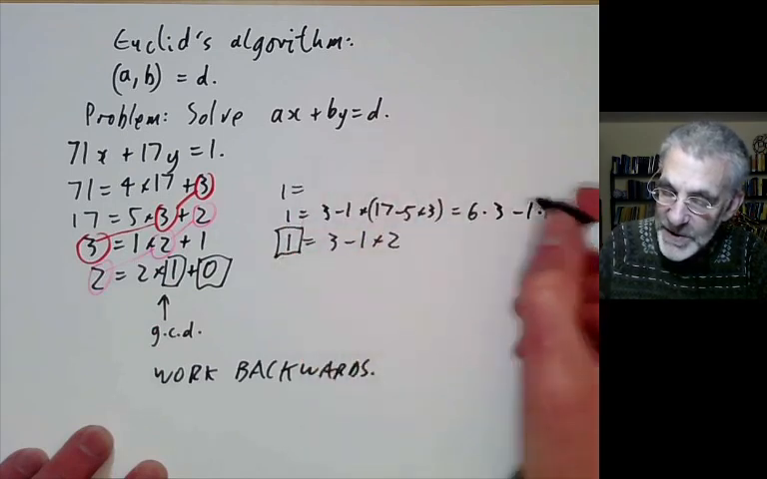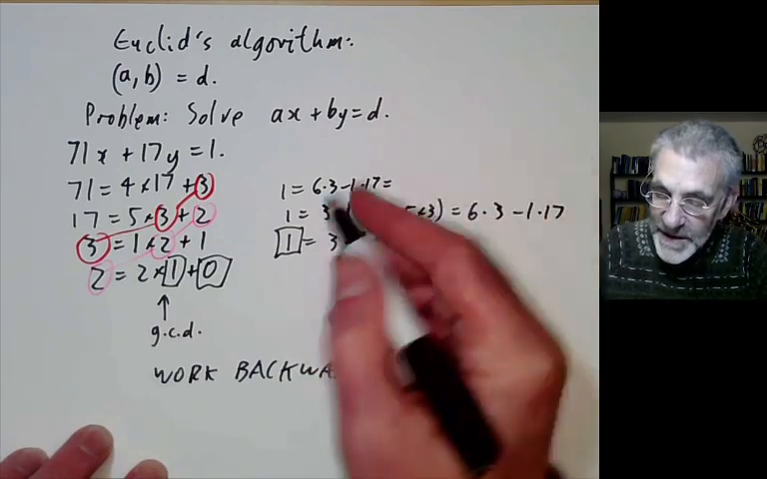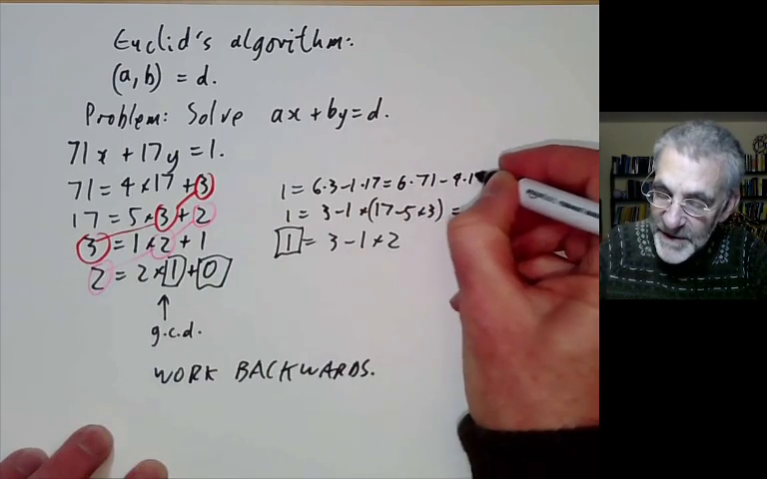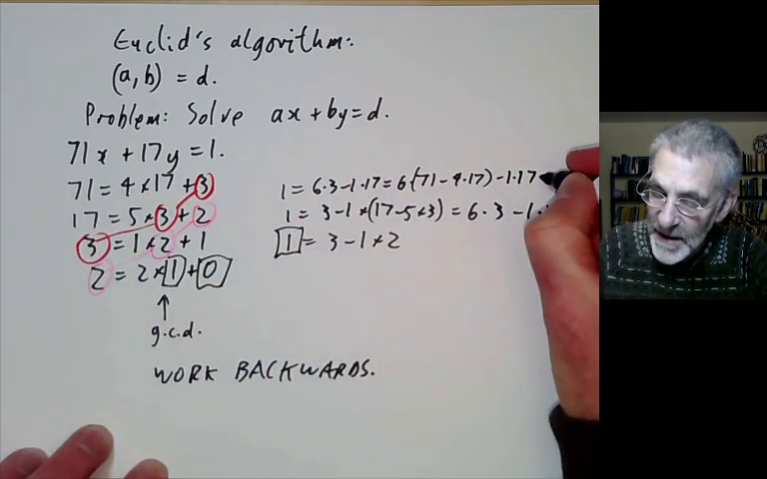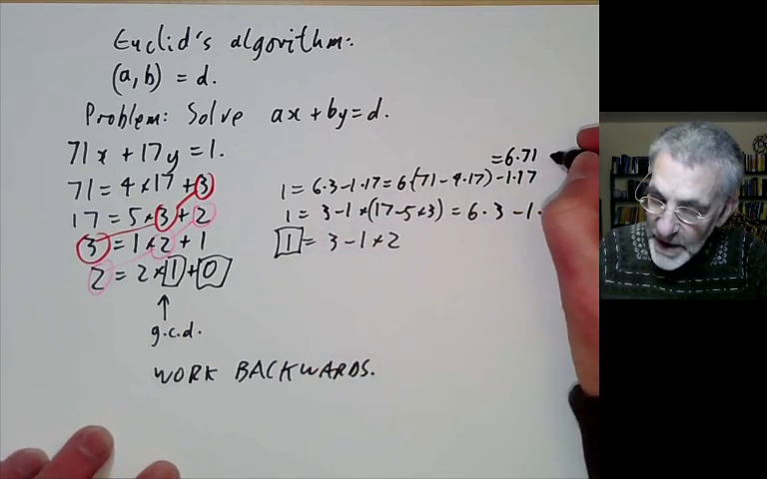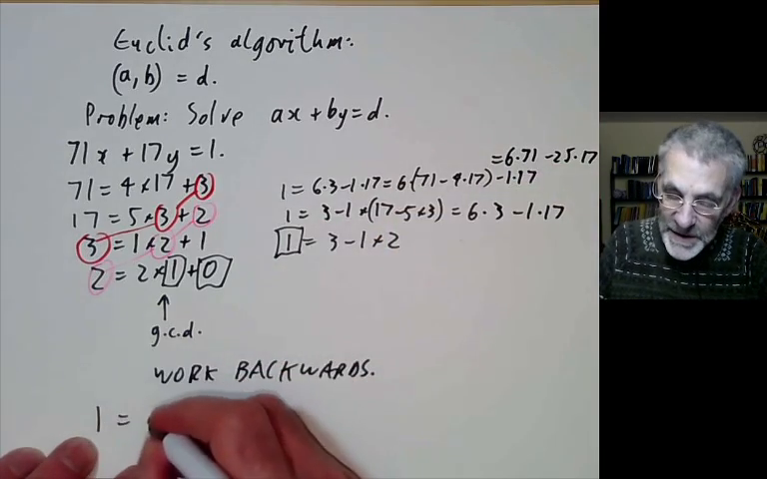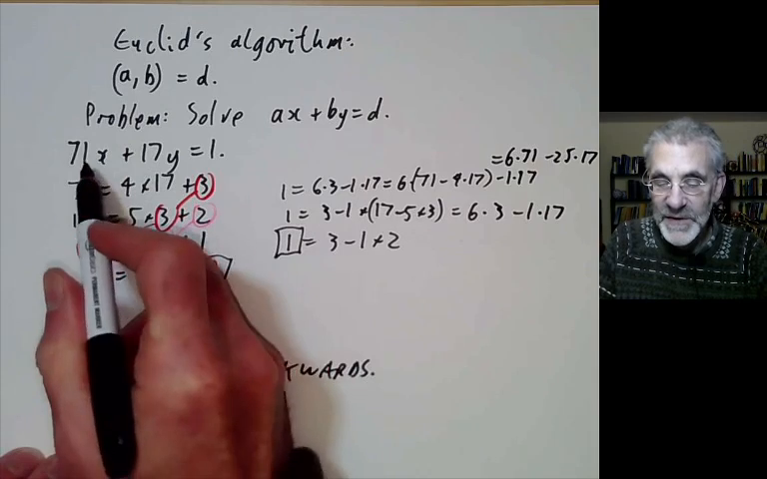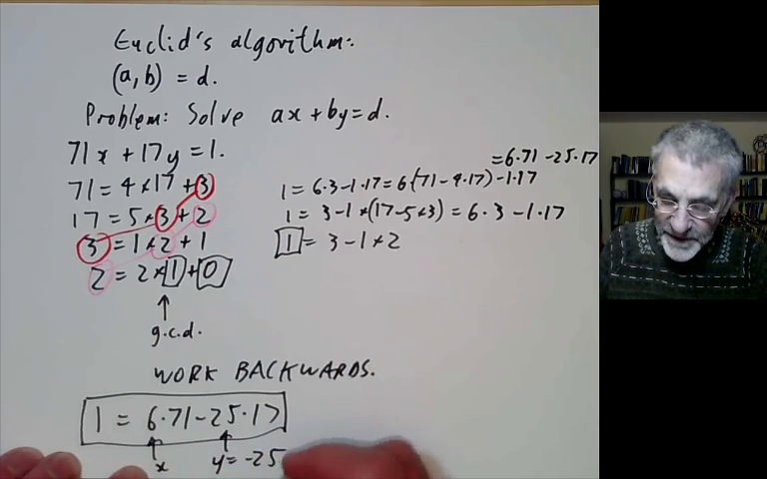So we write 1 is equal to 6 times 3 minus 1 times 17, which we can write as 6 times 71 minus 4 times 17, because 3 is equal to this stuff here, and then we have minus 1 times 17, and this is just equal to 6 times 71 minus 25 times 17. And now you see we've managed to write 1 is equal to 6 times 71 minus 25 times 17, which means we've now solved this equation. So x is equal to 6 and y is equal to minus 25.